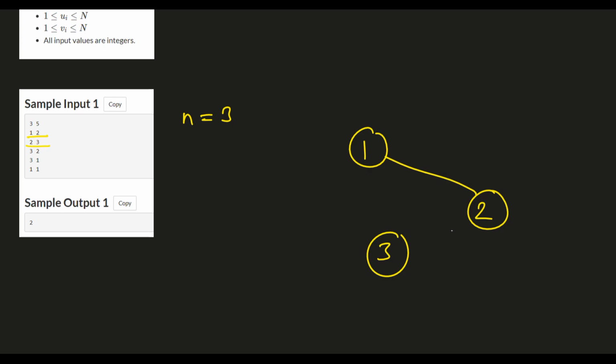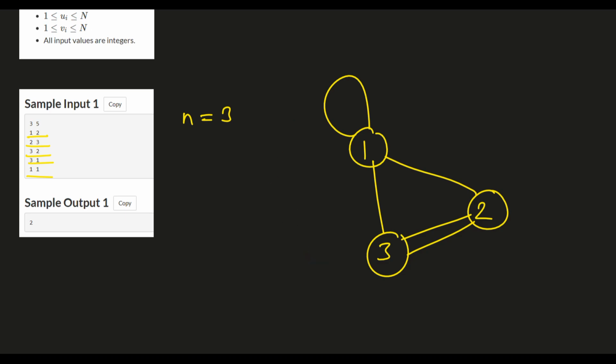Then 2 and 3 are connected. Then 3 and 2 are connected. Now look closely, 3 and 2 are connected. Now 3 and 1 are connected. And 1 and 1 are connected, so it is a self loop. So the graph is something like this.